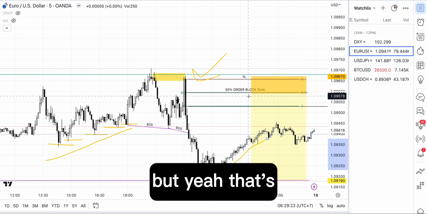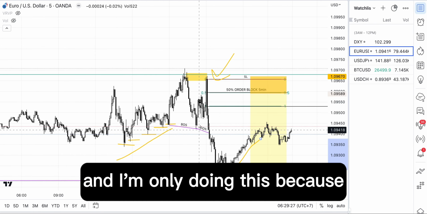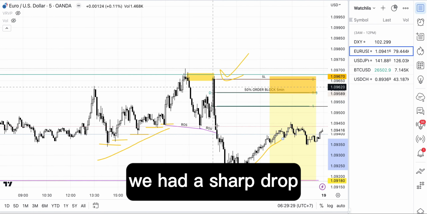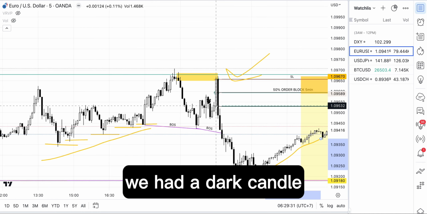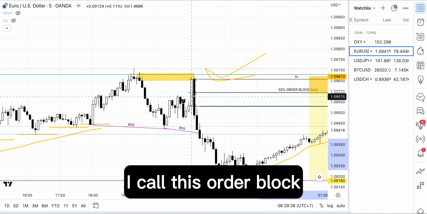But yeah, that's me selling it all the way down. And I'm only doing this because we had a sharp drop. So we had an order block, we had a dark candle engulf this candle. We had an engulfing candle. I call this an order block.